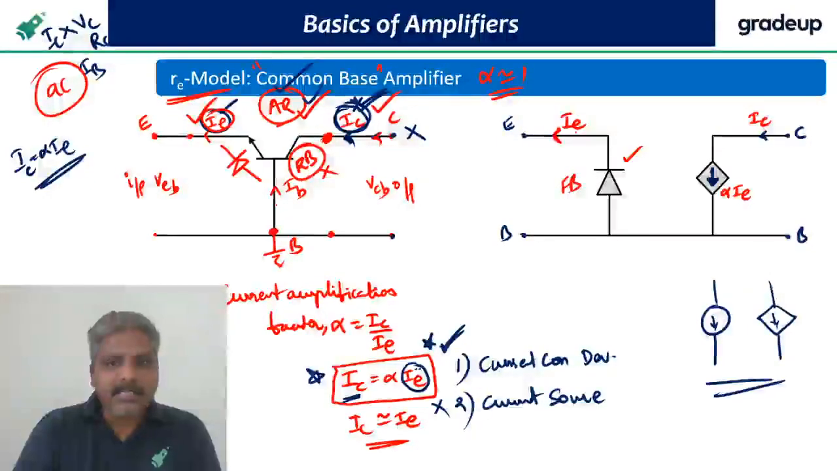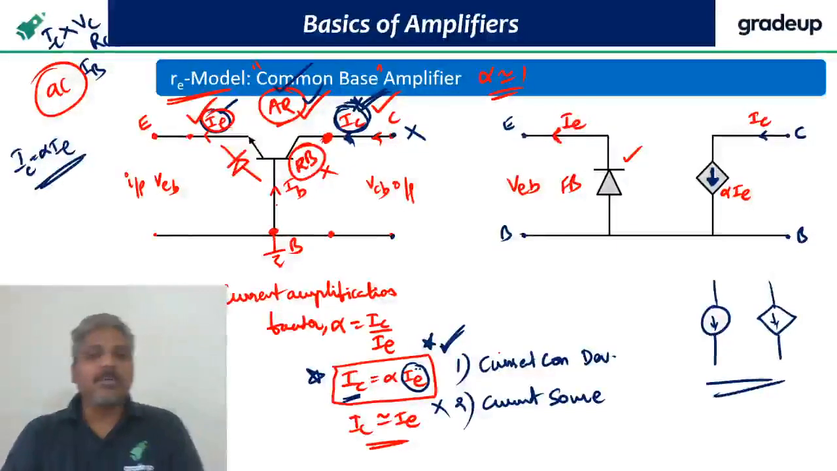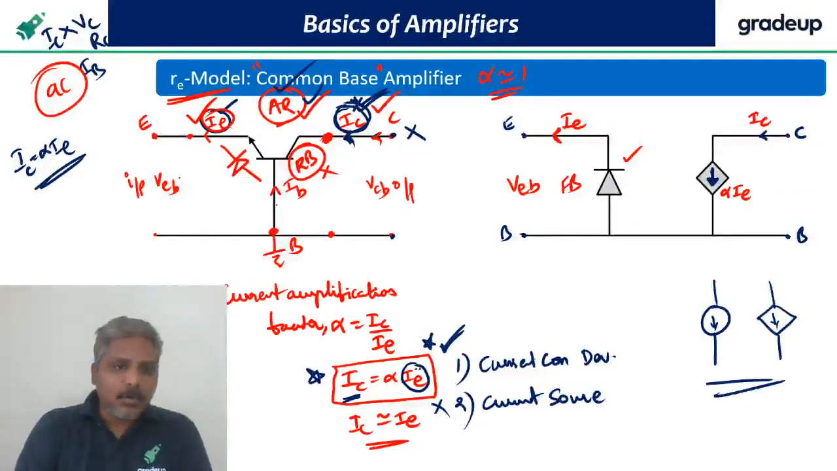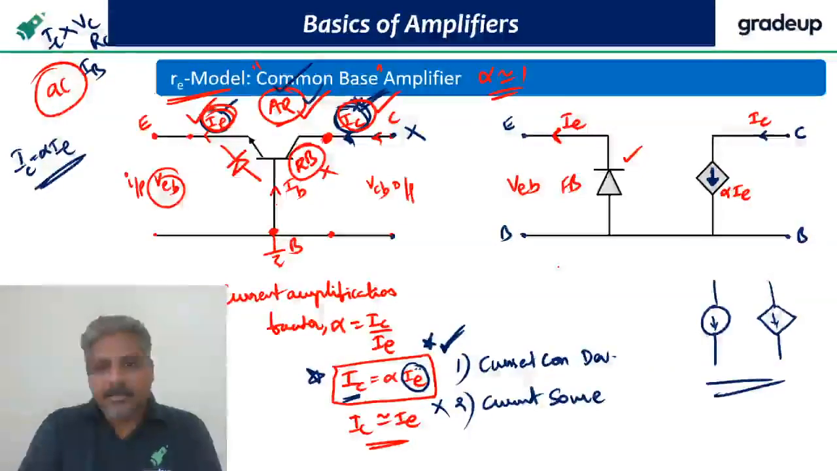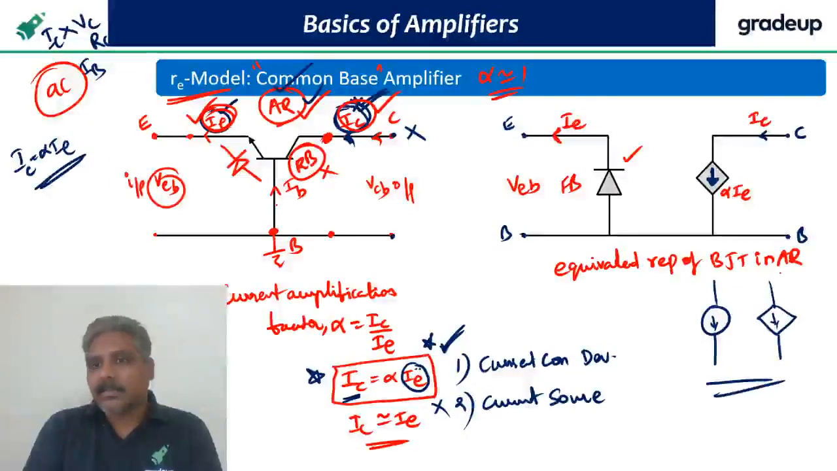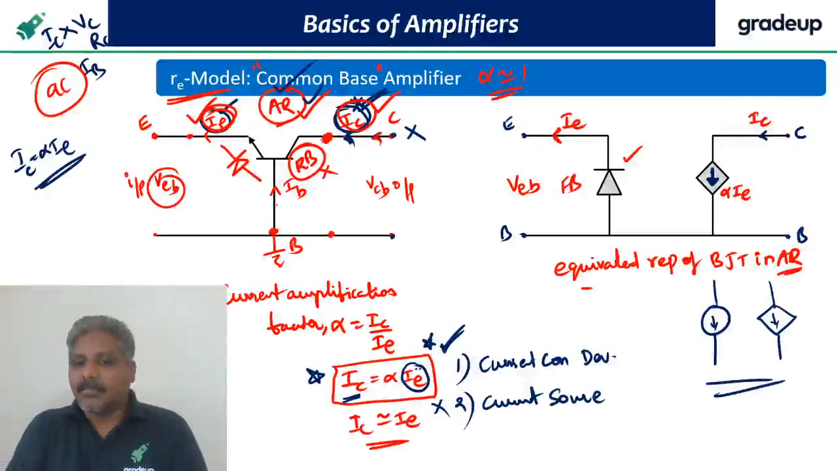How much is this current? How much the emitter current is depends on how much emitter voltage you are applying. This voltage defines what this current is, and this current will define this current. This is called the equivalent representation of BJT in active region. This is the equivalent representation of BJT in active region.